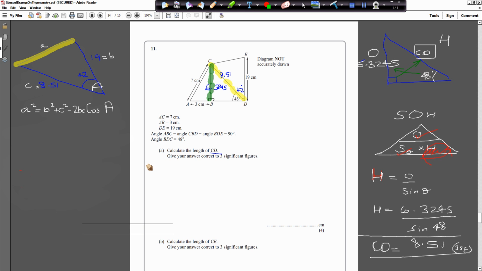Okay. Now we need to work out this a here. But we don't want a squared. What do we want? A. So what do we do with the squared? You can't just get rid of it. The opposite of squaring is to square root. So we can now say that A is equal to the square root of all that.